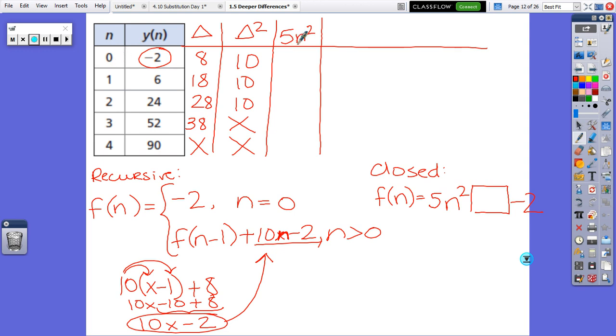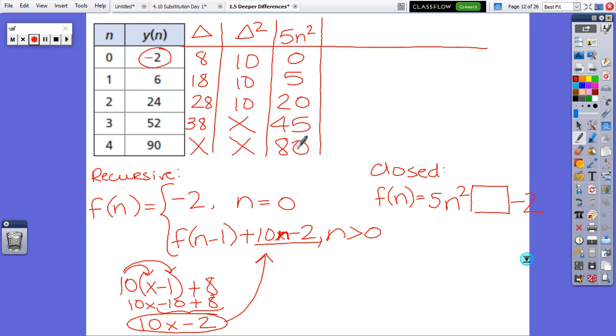So 0 squared is 0 times 5 is 0. 1 squared is 1 times 5 is 5. 2 squared is 4 times 5 is 20. 3 squared is 9 times 5 is 45. And 4 squared is 16 times 5 is 80.